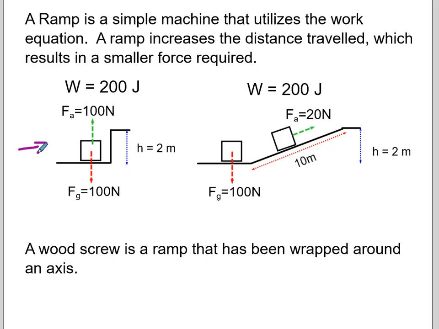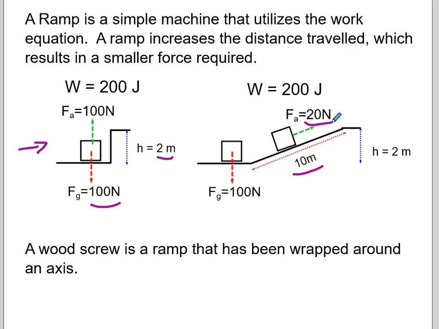Or you have something like this one over here, and we won't go into how the forces break down or the angles. We don't need that right now. But if it takes a 20 Newton force to push this box up this ramp, and I have to do that for 10 meters, that means that's going to require 200 joules of work as well. So both have the same amount of work done. They both get the box to the higher level of 2 meters, but how they do it is different. One is a short distance with a larger force, one is a larger distance and a smaller force.